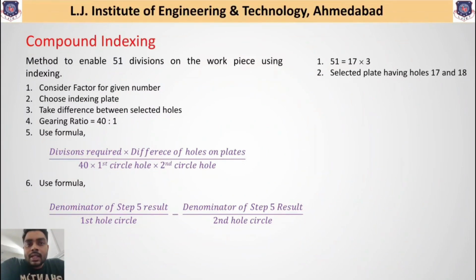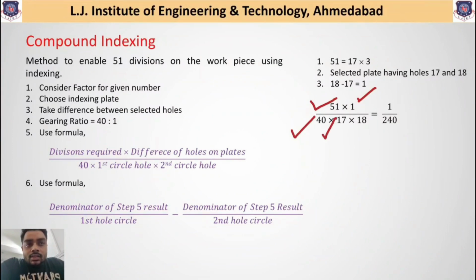Third step is to take the difference between these holes. So the difference is 1. Now our next step is to use the formula that we have discussed, and just our divisions required, that are 51, difference is 1, 40, that is the gearing ratio, first circle holes and the second circle holes, that is 17 and 18. And if you solve this in fraction form, you will get the answer as 1 divided by 240.